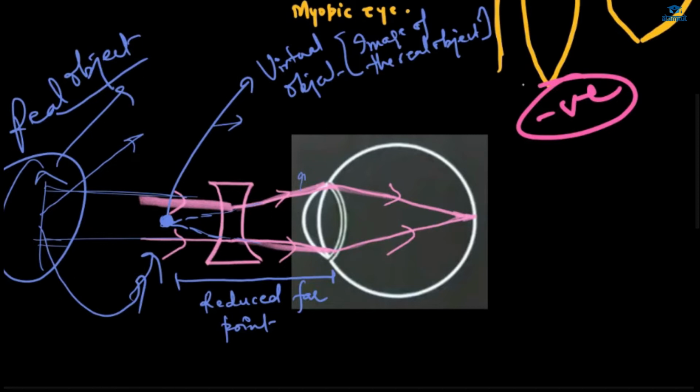कहाँ पे बनी है? It is formed at reduced far point. Reduced far point means far point has got reduced. अब हमें infinity तक नहीं दिखाई देता, लेकिन at some point हमें दिखाई देता है, जैसे 80 सेंटीमीटर, 100 सेंटीमीटर, 1.5 मीटर, इतना हमें दिखाई देता है. तो वहां पर तक कहीं पर ऑब्जेक्ट बन गया, मतलब वर्चुअल ऑब्जेक्ट बन गया.